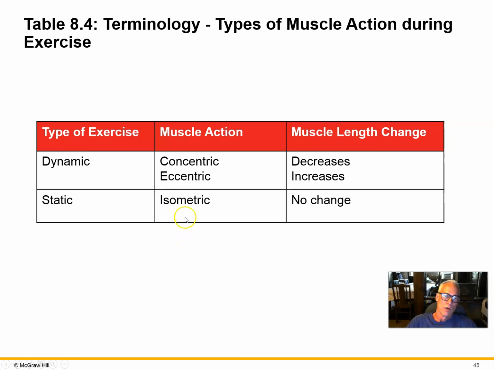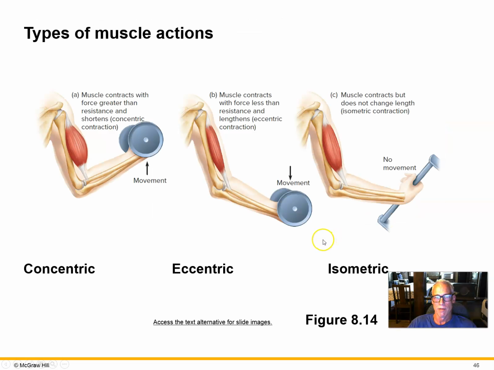A couple of terms associated with muscle contractions. When we're talking about dynamic exercise, in other words, contractions in which the length of the muscles are changing, concentric is the term used to describe a contraction in which the muscle length is decreasing. Eccentric is the name of an exercise or a change in muscle length that's increasing. Static exercise is equivalent to isometric exercise. No change in the length of the muscle. Plenty of tension may be produced, but there's no change in muscle length.